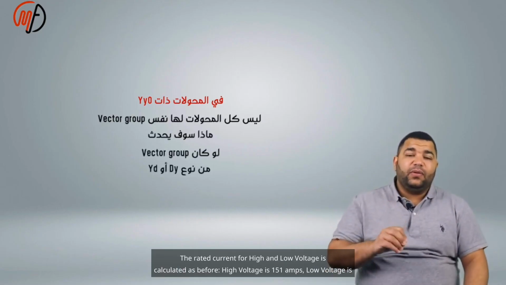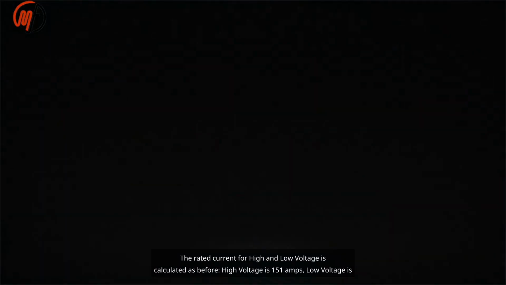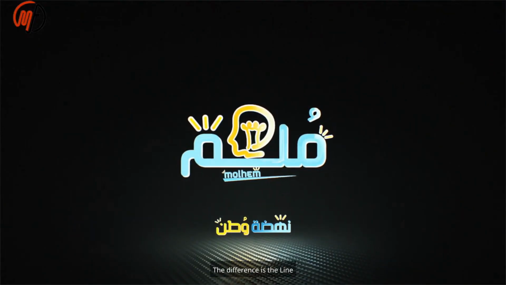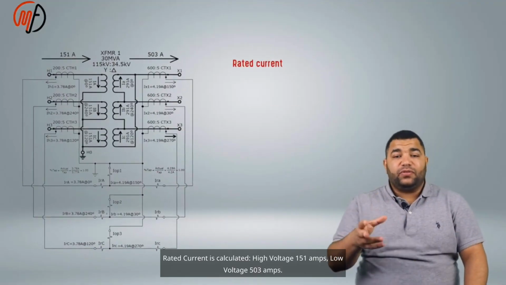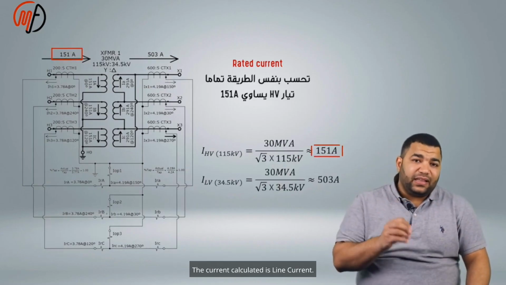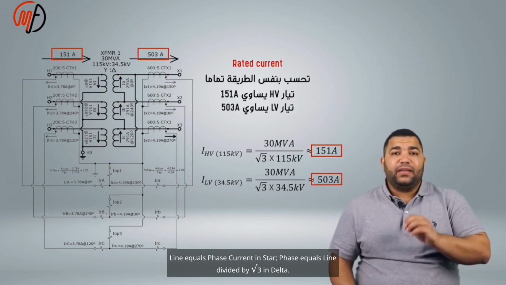The rated current for high and low voltage is calculated as before. High voltage is 151 amps, low voltage is 503 amps. The current calculated is line current. Line equals phase current in star. Phase equals line divided by square root of 3 in delta.